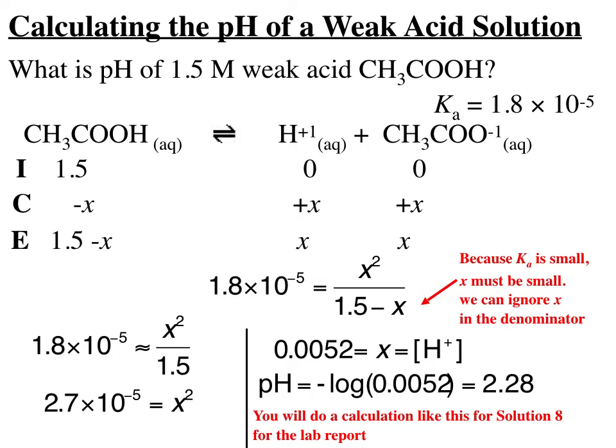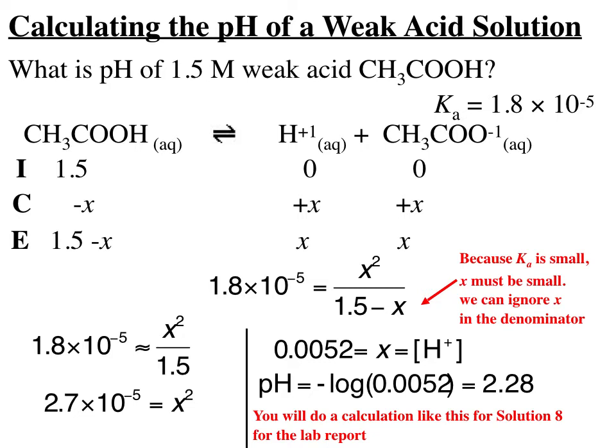Then I should gather the terms together and get a quadratic, put this in the quadratic formula, and solve. I should have a term of 1.5 minus X times X on the bottom, but I simplify that by ignoring X in the denominator of my expression. If I ignore the X, because I'm assuming that since K is small, X is small, I can simplify it to 1.8 times 10 to the minus 5 is approximately equal to X squared over 1.5.